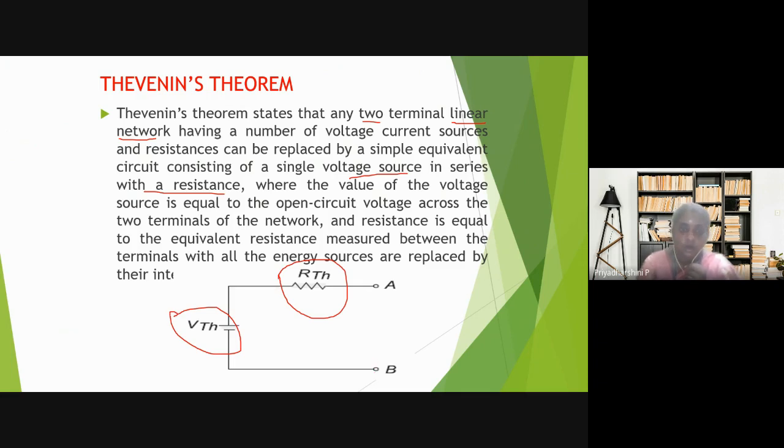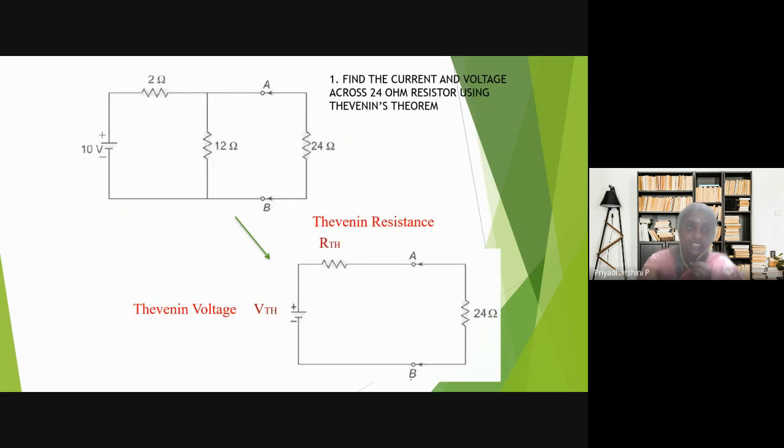This voltage is also called the Thevenin's voltage or the open circuit voltage across the two terminals, and this is the Thevenin's resistance, or equivalent resistance, measured across terminals A and B. This is one of the ways to analyze easily a circuit which has a number of voltage sources and current sources. Next we'll see a problem.